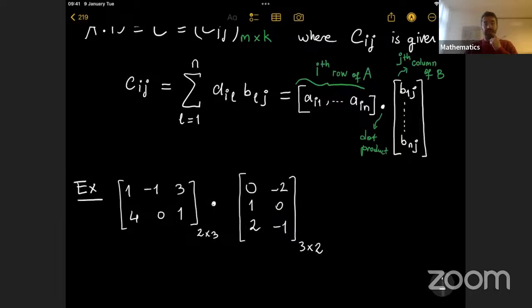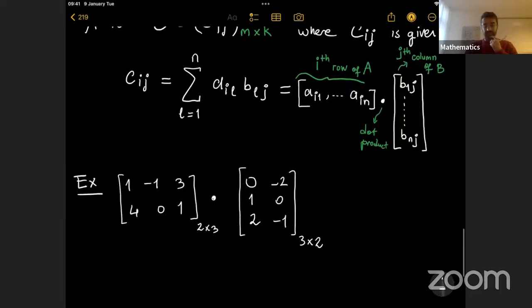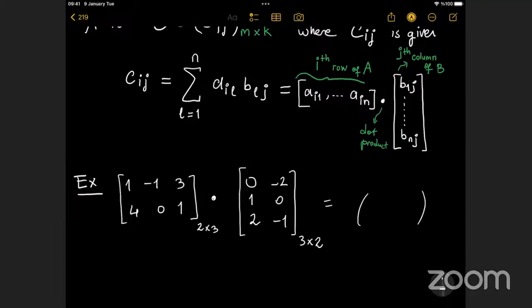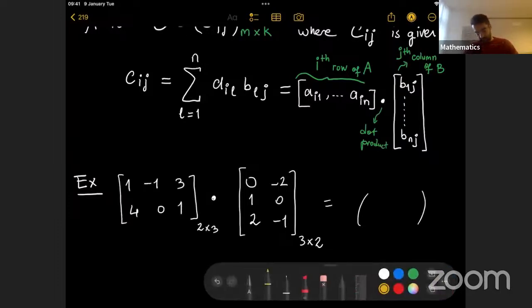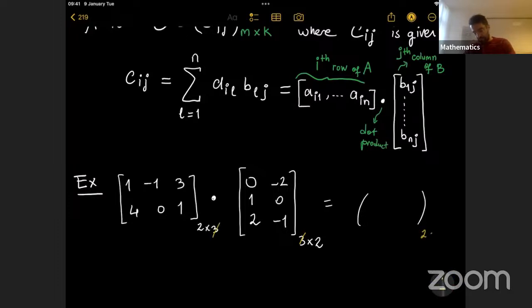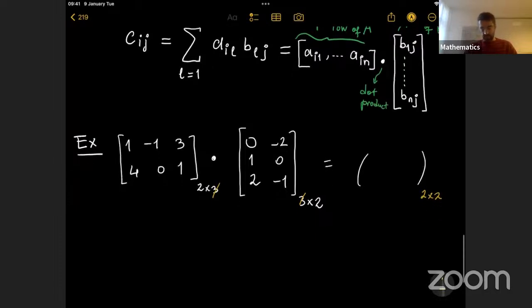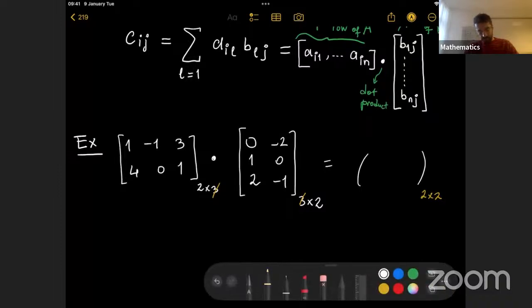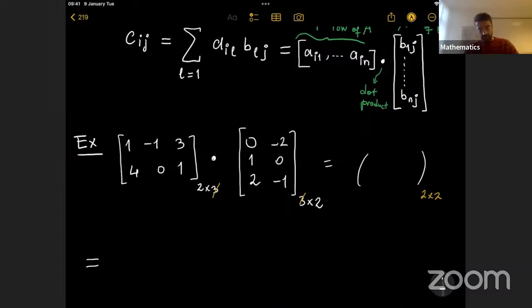Without doing the work here, we can say that the resulting matrix will be what? What is the dimension of the resulting matrix here? Can you tell me? So we will get some 2 by 2. 2 by 2, okay, great. So it's going to be a 2 by 2 matrix. We simply drop this and this one, and it's going to be 2 by 2 at the end. But let's find this out. What is this multiplication?